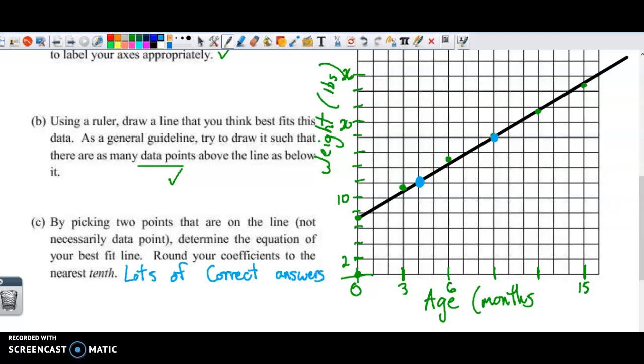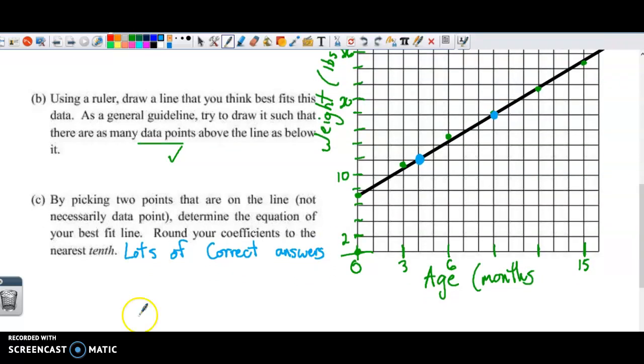So as you notice, I picked the point that looks like 4, 12, and this point up here appears to be, let's see, 9, 18.